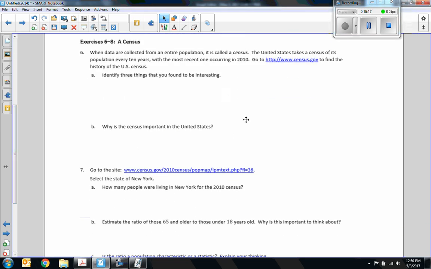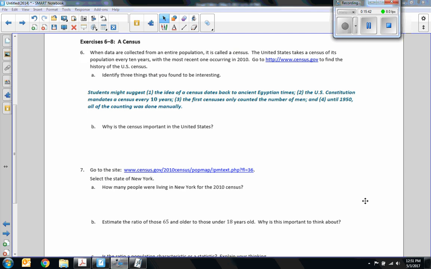Alright, exercise 6 through 8, census. When data are collected from the entire population, it is called a census. The United States takes a census of its population every 10 years, with the most recent one occurring in 2010. You can go to www.census.gov to find the history of the U.S. Census. A says to identify 3 things that you found to be interesting.